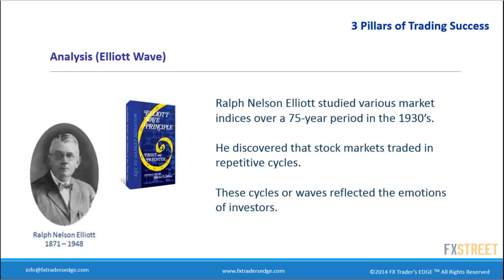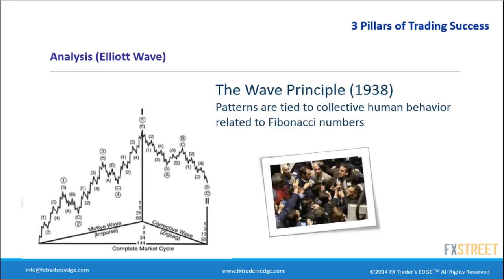Analysis. Ralph Nelson Elliott studied various markets over a 75-year period in the 1930s. He studied hand-drawn charts, and he discovered that stock markets traded in repetitive cycles. He was bedridden when he decided to take on this enormous task, and he didn't have a computer at the time, of course. What he discovered was that these cycles or waves reflected the emotions of investors. And he developed the wave principle, where he tied these patterns, which were named waves, to collective human behavior related to Fibonacci numbers.